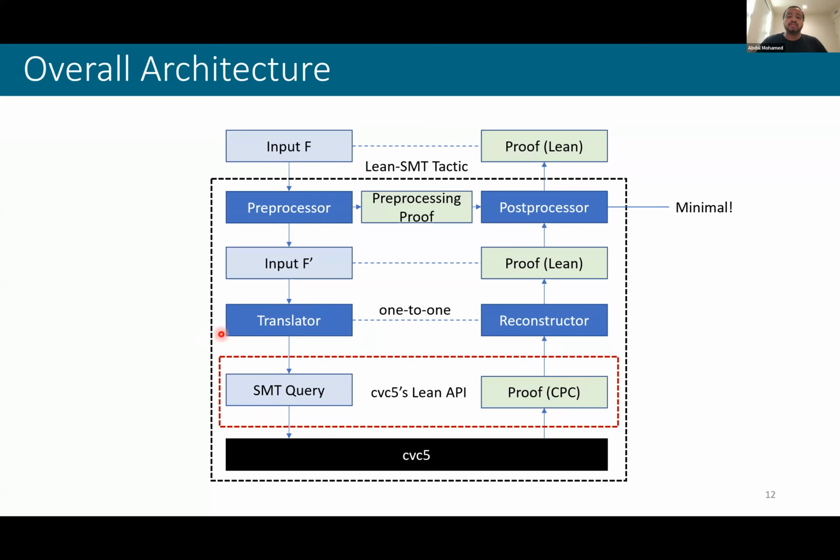This is done through the foreign function interface for CVC5 and Lean. And then once we get a proof from CVC5, we go and reconstruct it in Lean. The proof that we get from the reconstructor is a proof of the simplified formula F prime. So what we need to do additionally is some post-processing to combine the proof we got from the preprocessor and reconstructor to get the proof for the original formula F. This post-processor is extremely simple. It doesn't do much work, so we'll not talk about it. With that said, we would like to go a bit more in detail about the reconstruction.